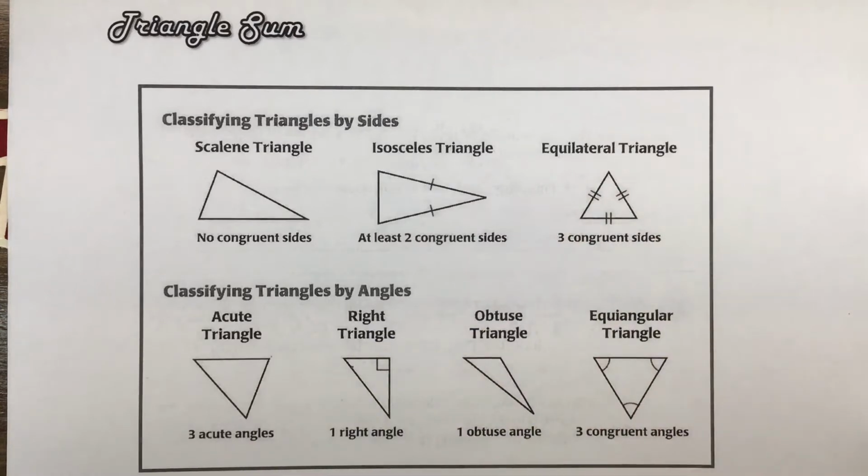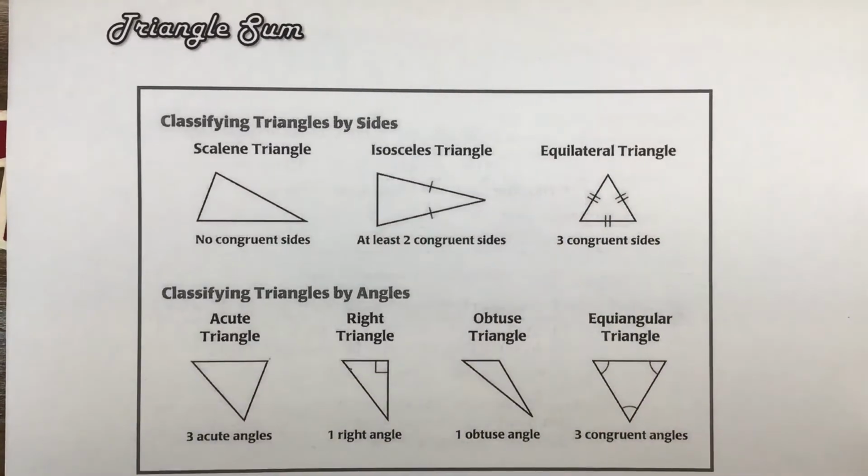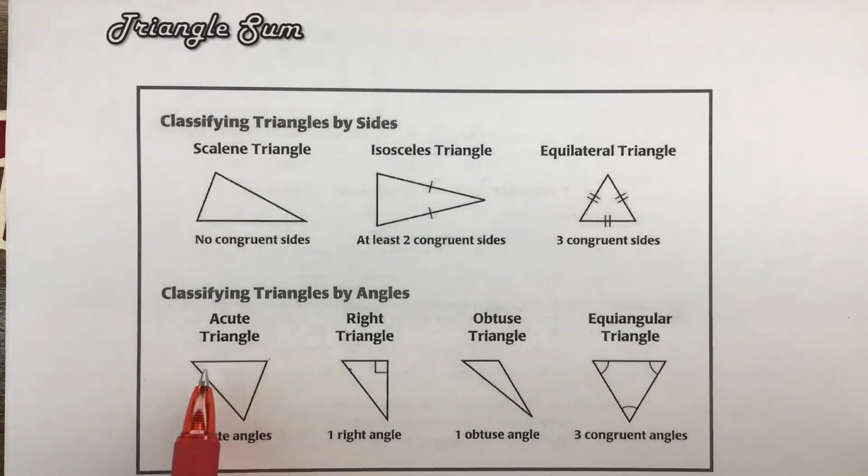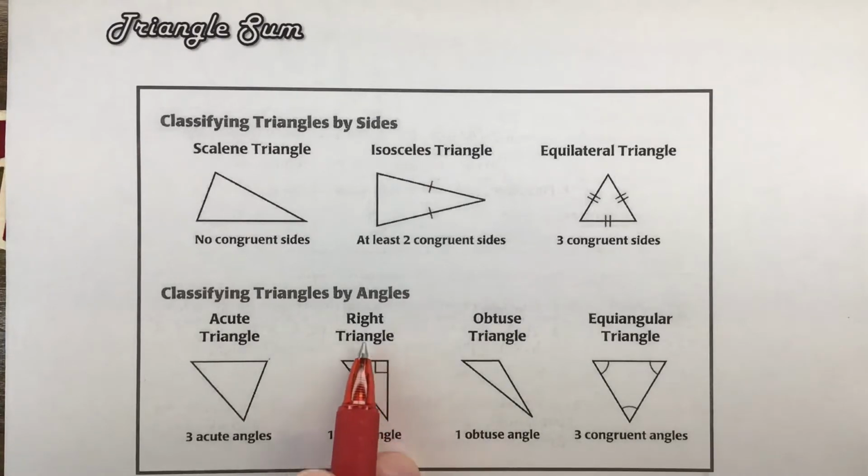The classification by angles is going to be based more on the size of the angles than it will be the number of congruent angles. However, if you do have three congruent angles, we can refer to that as an equal angular triangle. All right, an acute triangle is going to have three acute angles in there. They'll all measure less than 90 degrees. If you do have one 90-degree angle, that will be a right triangle.